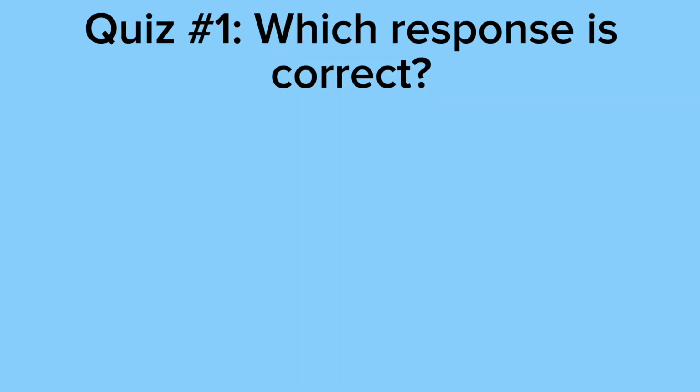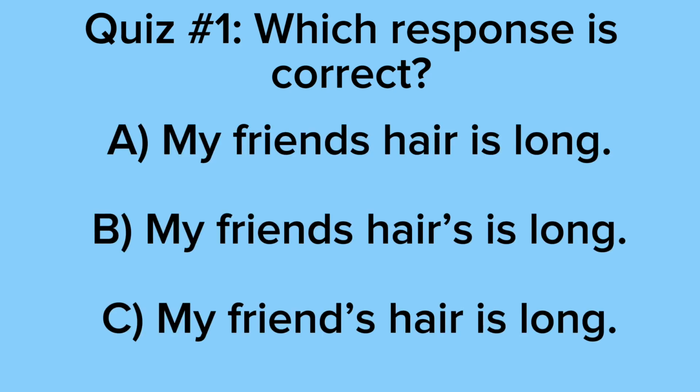Next, we have quiz number 1. Which response is correct? So A says, my friends hair is long. And in this sentence, friends is plural, meaning more than one friend. Option B says, my friends hairs is long. So friends is still plural, meaning more than one. And hairs, I don't know what's going on with that.